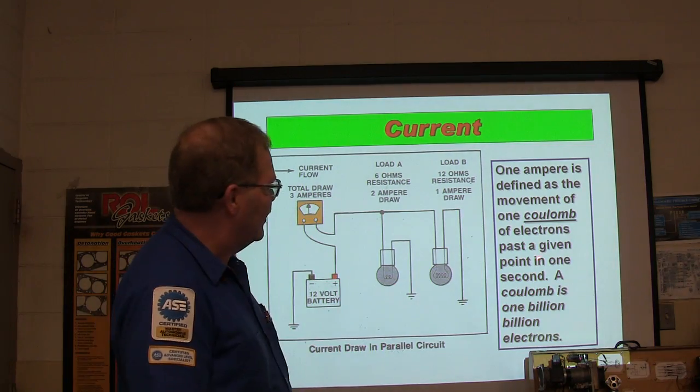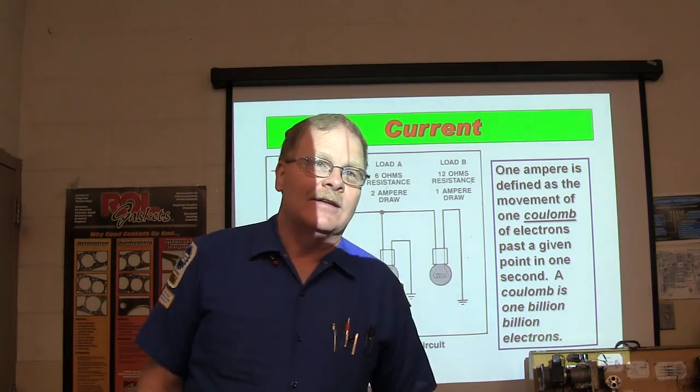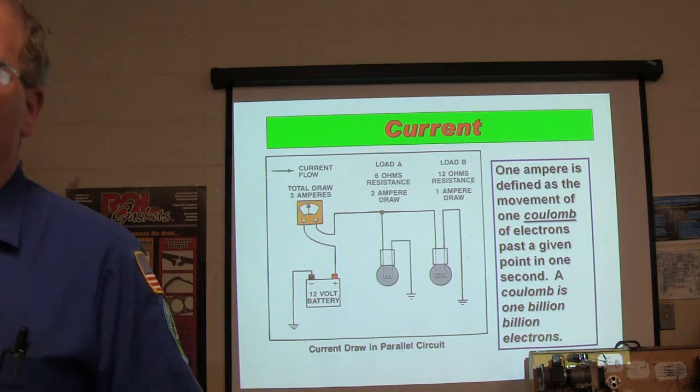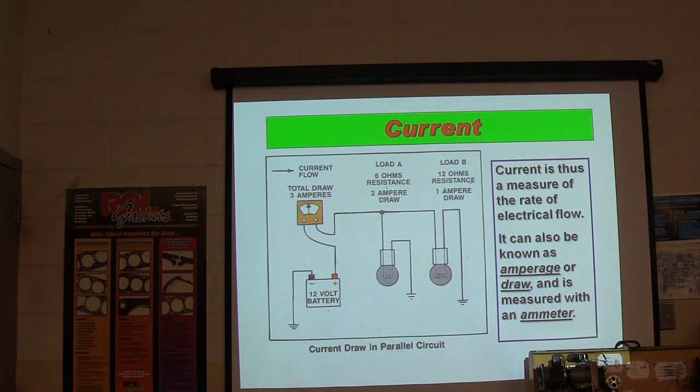Can you remember that word? Coulomb? C-O-U, I might not even be saying it right, but I've never used that word unless I was doing this presentation. But that's what 1 amp is. 1 amp is defined as the movement of 1 coulomb. Current is a measure of rate of electrical flow, can be known as amperage draw, measured with an ammeter.